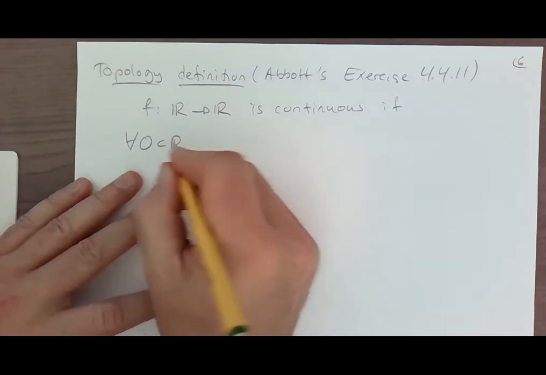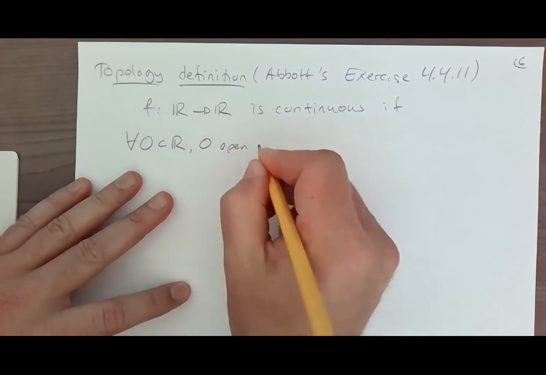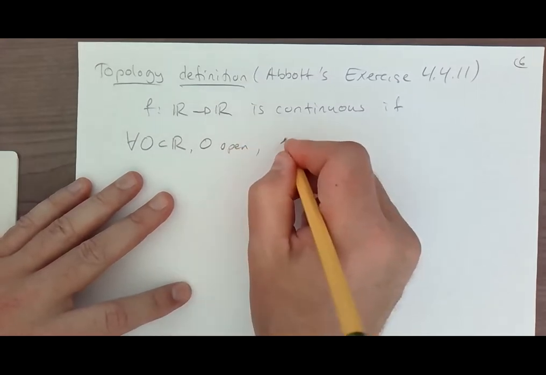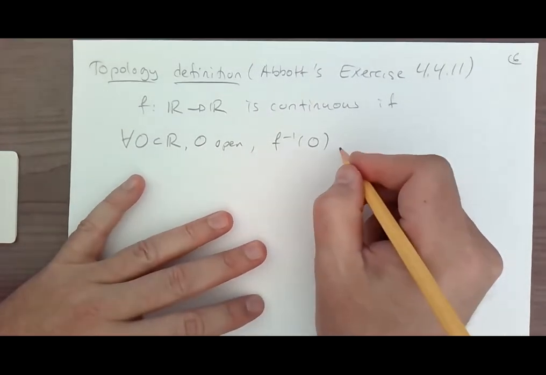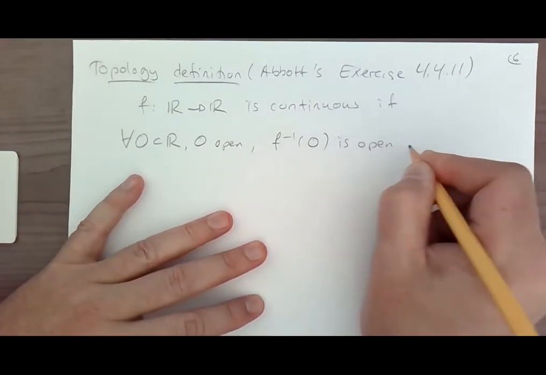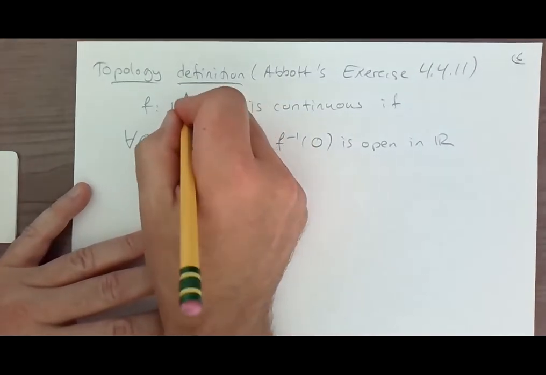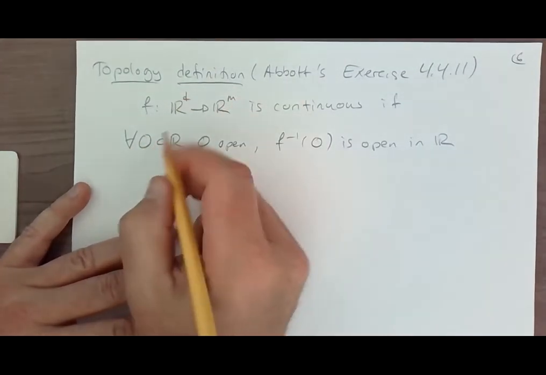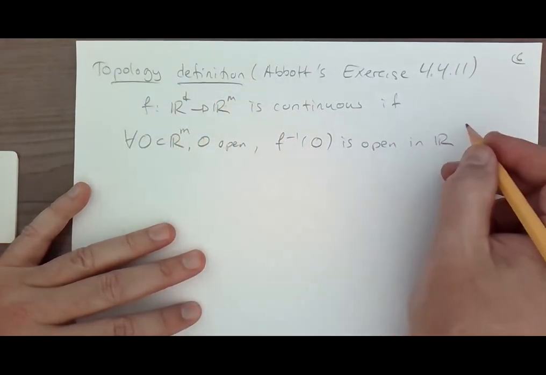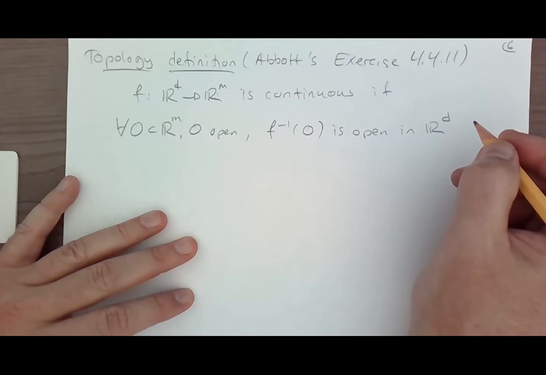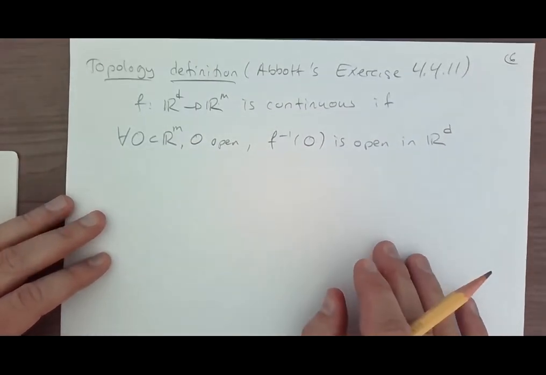This is for any open set O open. The pullback is open in R, right? So maybe you should put a D here and M here. So you take something that is open over in Rm, and you look at the pullback, and this is going to be open in Rd. That's the definition that works in full generality.